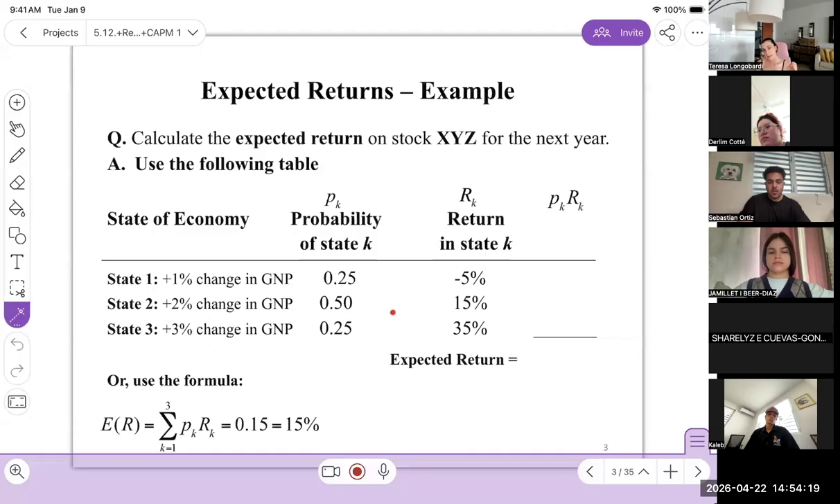The more likely state is the normal state of the economy. This lower, or you can call it a recession state of the economy, is state 1, and state 3 is the expansionary state of the economy. But the normal state, the status quo, is the most likely, and it has an average type of return, or regular or normal type of return of 15%. But look at this one, 35% return, very nice. So putting it all together, weighing the second one more likely, the average return is 15%.